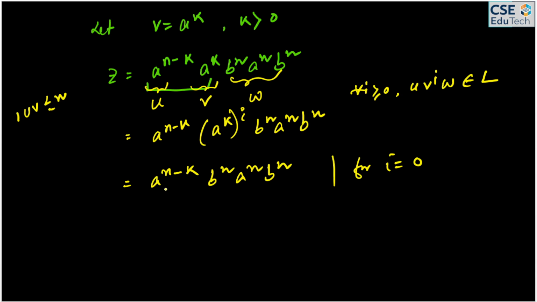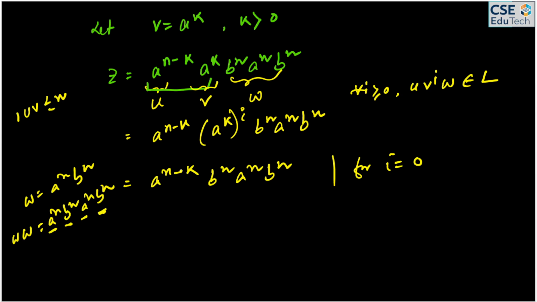Now as we have mentioned, W is equal to A to the power n, B to the power n. That means if we concatenate both W, then it will be of the form A to the power n, B to the power n, A to the power n, B to the power n. That means same number of A followed by same number of B, again same number of A followed by same number of B.